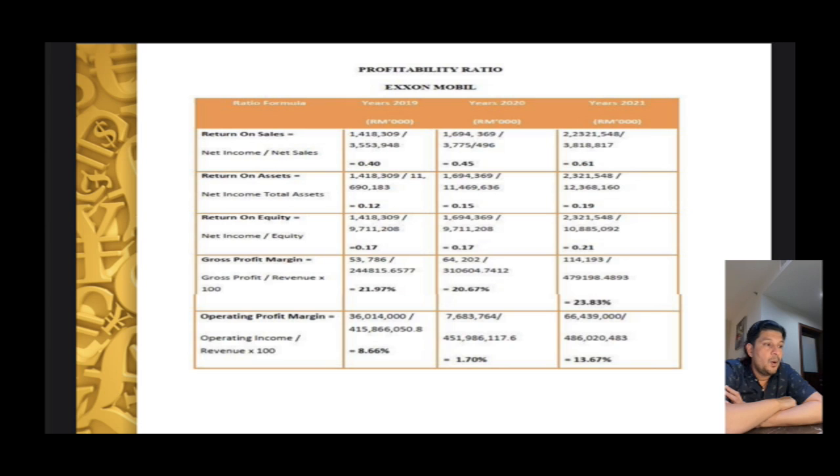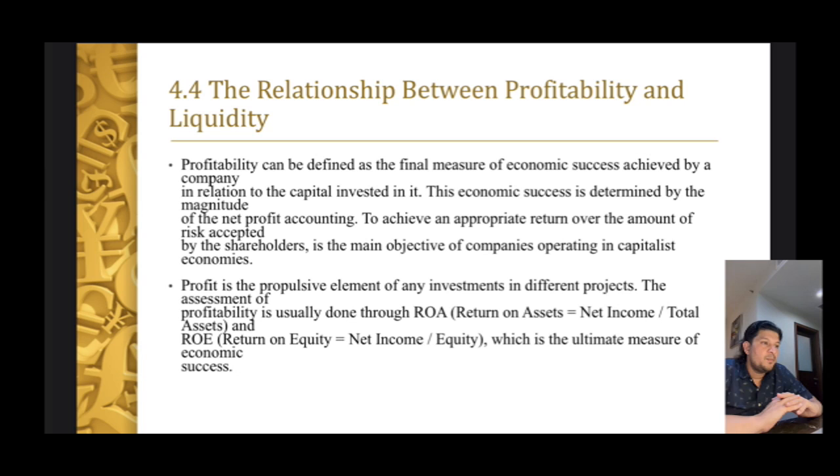23.83%. And operating profit margin, which is operating income over revenue, is 2019 8.66%, 2020 1.7%, and 2021 is 30.67%. The trend of net profit margin, return on asset, and return on equity.